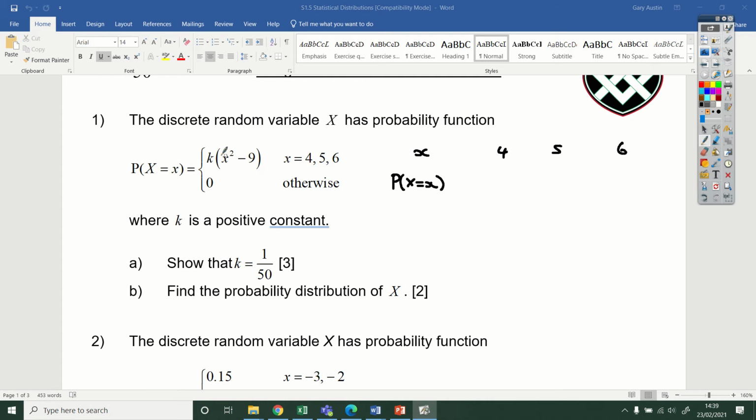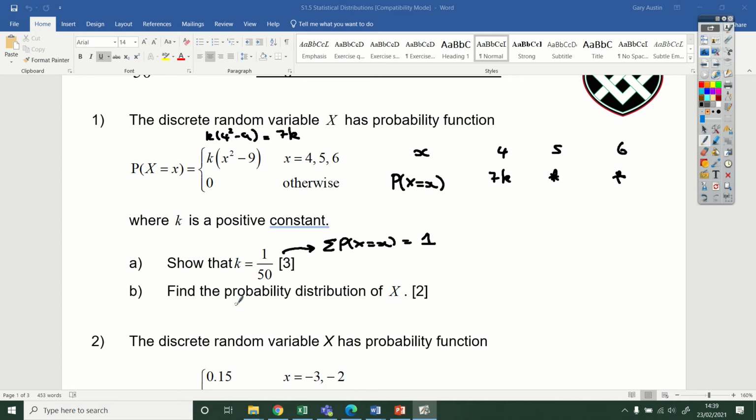So if x is 4, I'm going to have k times 4 squared minus 9, which is 7 lots of k. And that's going to go there. And I can do the same for when x is 5, and then the same for when x is 6. And then to show that k is 1/50th, that's going to rely on the fact that for any discrete random variable, the sum of the probabilities has to equal 1. Okay, so it should be clear how to proceed from there.